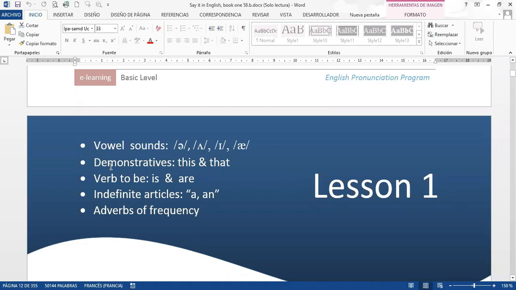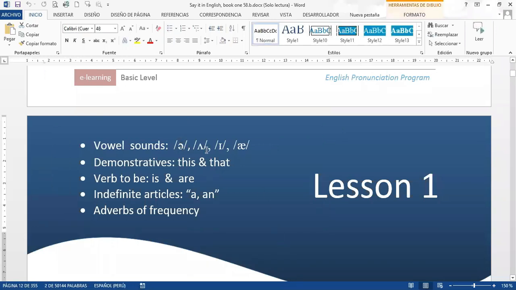Vowel sounds. In this lesson, lesson number one, let's review it again. So we're going to see the vowels. The first is the schwa, the most important sound in English, the schwa. Then this is e, and this is ah. We're going to see these sounds in a few minutes.